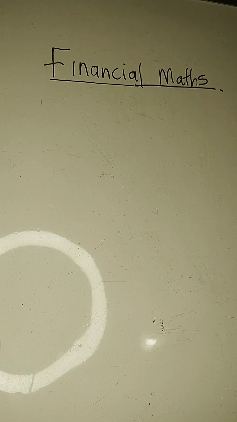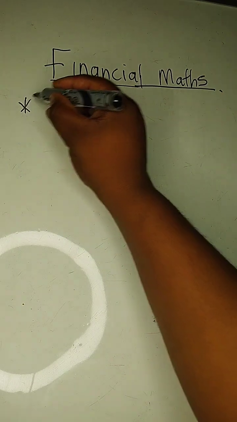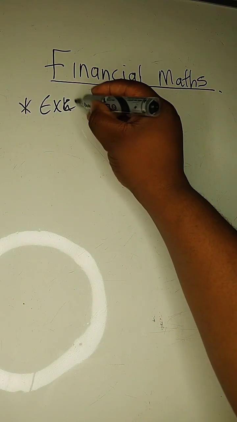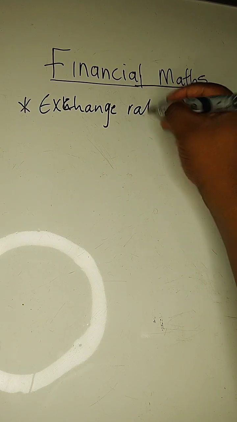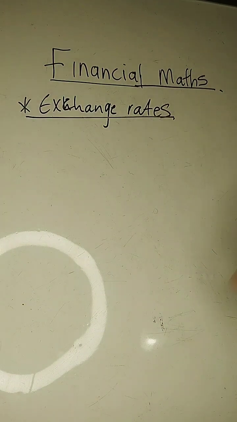Okay. Now today we are going to deal with financial mathematics. Okay, number one, in financial mathematics we have what we call exchange rates. Now whenever we are dealing with exchange rates, there are a few things we check.